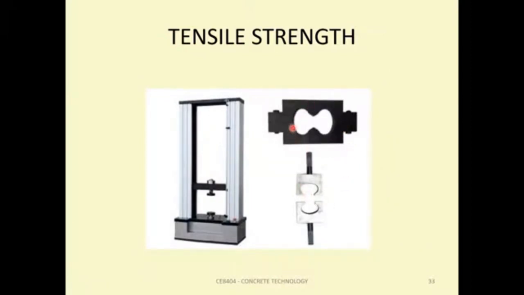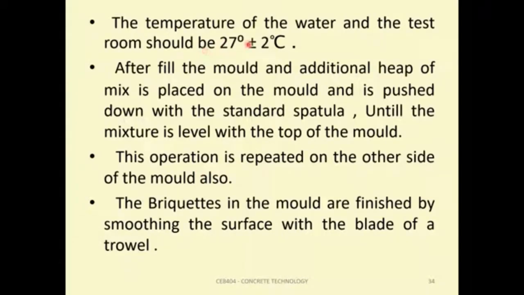This is the mold used for determining the tensile strength of the cement. It is tested using a UTM or CTM. In this, the standard temperature or room temperature of 27 plus or minus 2 degrees Celsius is maintained. After filling the mold, an additional heap of mixture is placed in the mold and pushed down with a standard plunger until the mixture is level with the top of the mold. The operation is repeated on the other side of the mold also. The briquettes in the molds are finished to a smooth surface with the help of a trowel.